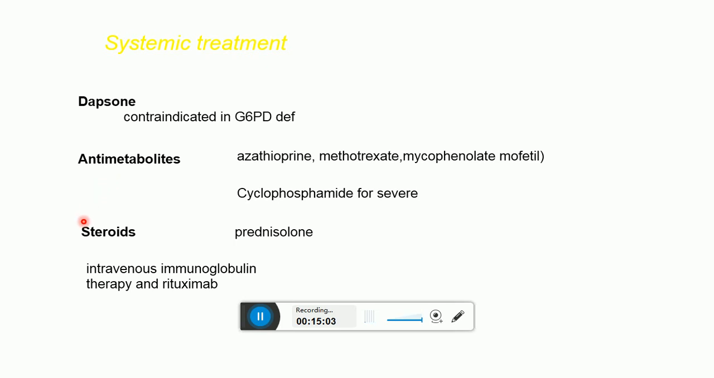Next, steroids. Prednisolone 1 to 1.5 mg per kg is effective for rapid disease control, but adverse effects limit long-term use. IOP should be monitored. Other measures include intravenous immunoglobulin therapy and rituximab, and remission has been reported with a combination regimen.